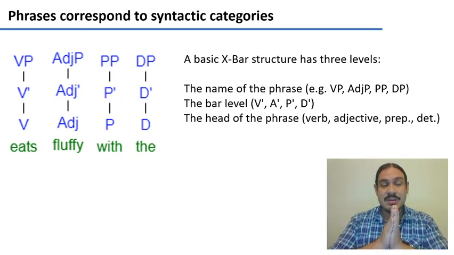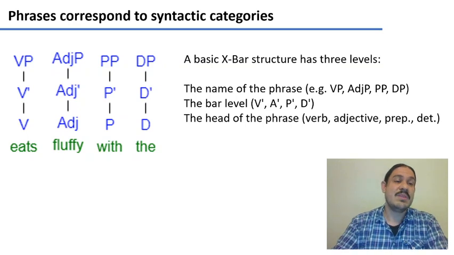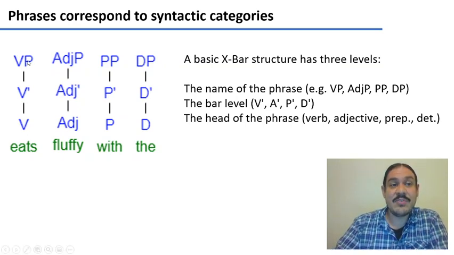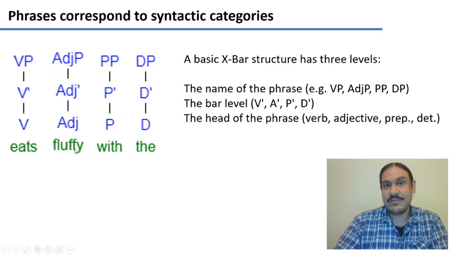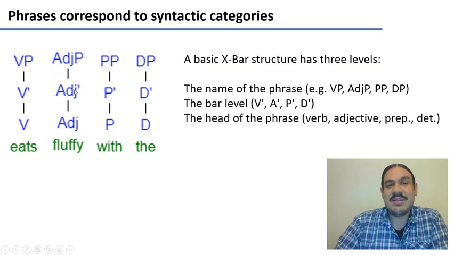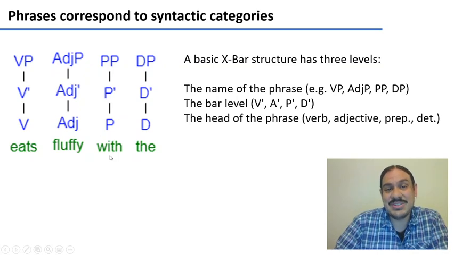We're going to have similar bar structures for every phrase we use. So for example, a verb phrase is a verb phrase because its head is a verb, like eats. And it's going to have a bar level, a V bar, onto which we can attach additional information. An adjective phrase is a phrase because its head is an adjective, like fluffy. And it's also going to have a bar level to attach additional information. A prepositional phrase is a prepositional phrase because its head is a preposition, as in with. And a determiner phrase is a determiner phrase because its head is a determiner, like the. All of them are going to have a bar level onto which we'll attach additional information.